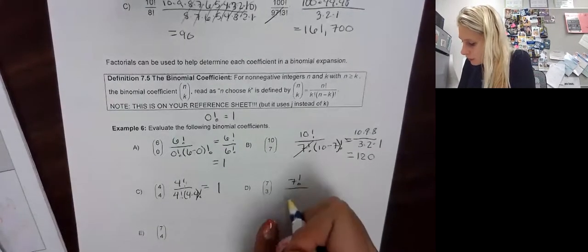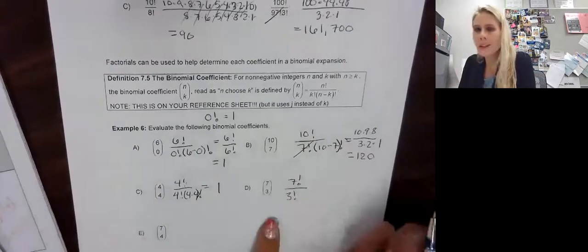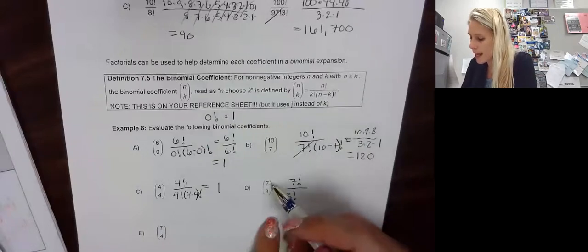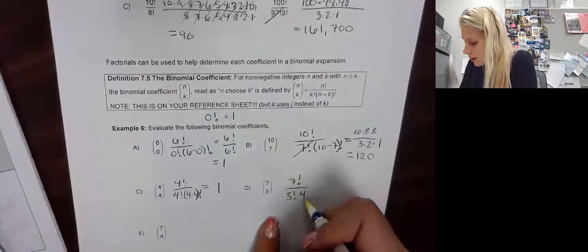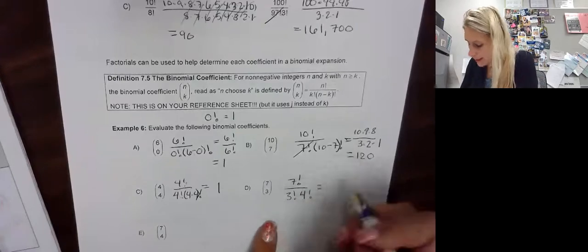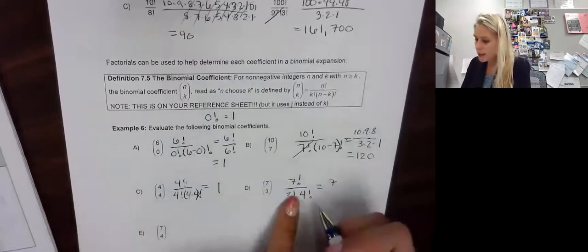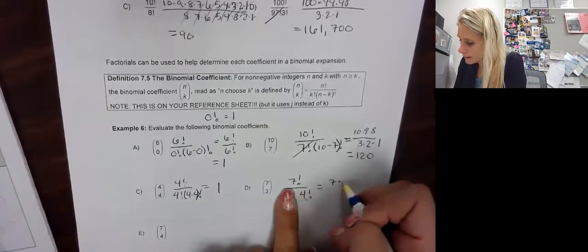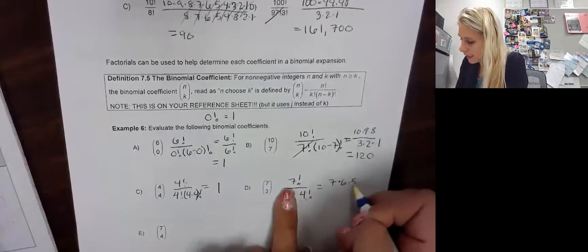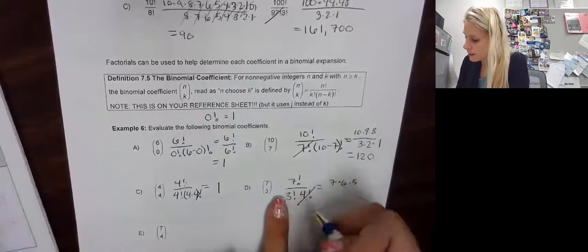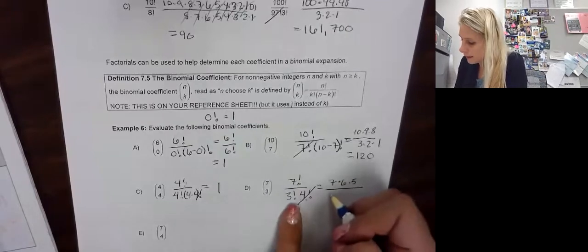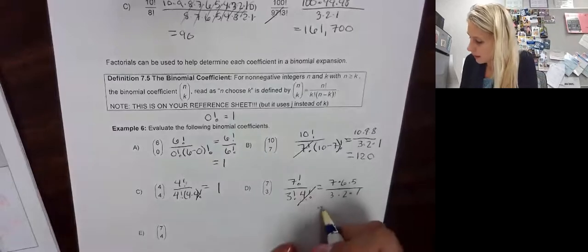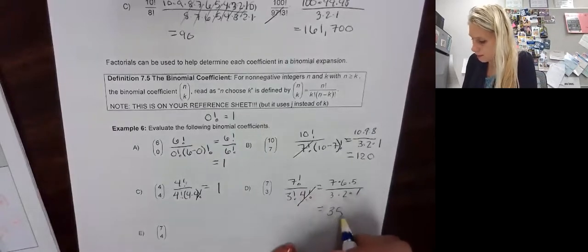7 factorial over 3 factorial. So now I'm going to start doing some stuff quicker, right? I know that I'm subtracting n minus k. N minus k would be 4 factorial. So when I look at this, I'm looking at 7. I'm going to get rid of the bigger one first, which is this 4. So 7 times 6 times 5. Now I'm not going to do 4 because it's covered there. And then all I need is 3 times 2 times 1, equals 35.